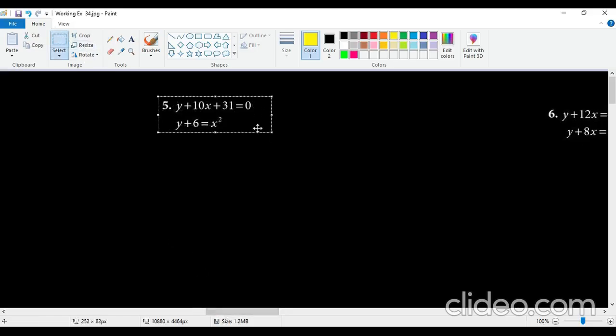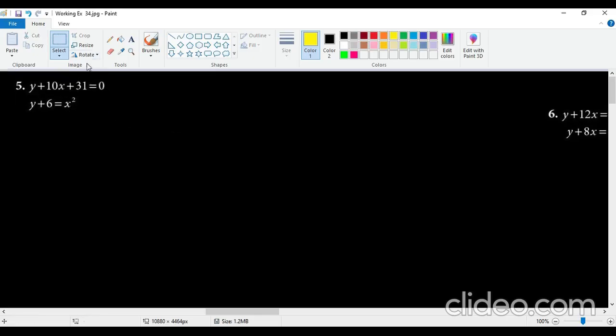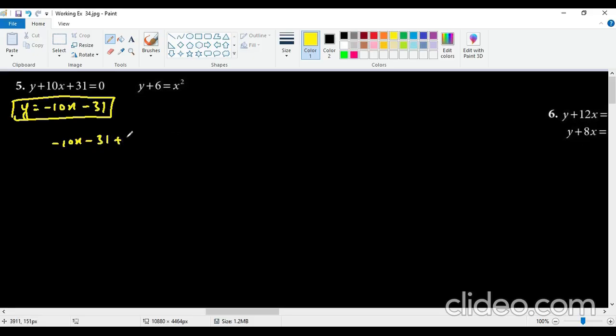Moving on to question number 5. The value of y, let's find out. Y will be equal to minus 10x minus 31. This is the value of y. Now in here, I will plug this value into the quadratic equation. Minus 10x minus 31 plus 6 equals x squared. That means minus 10x minus 28.